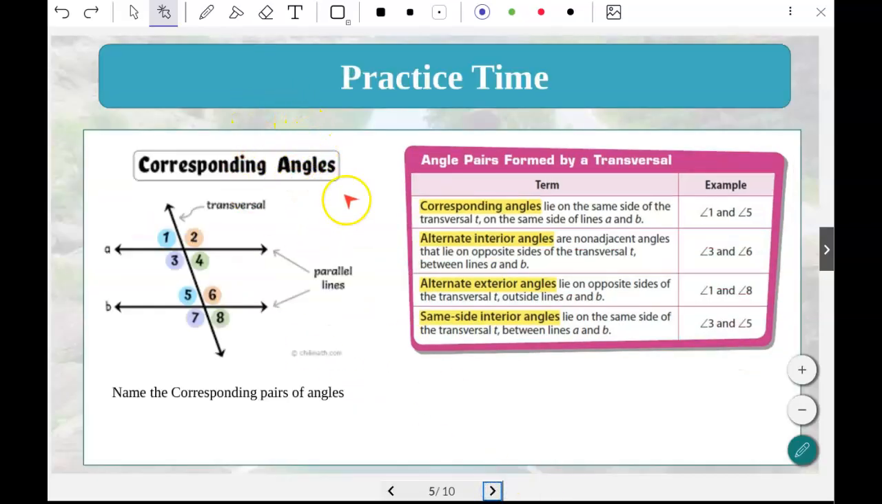So let's do some practice. Here's our diagram, a little bit different, but same angles are labeled the same. We know that 1 and 5 are corresponding. Now we're going to name the other corresponding pairs of angles. So 1 and 5, and then 2 and 6 would also be corresponding. The colors match for us. Then we have 3 and 7. And then 4 and 8 are the additional corresponding angles.